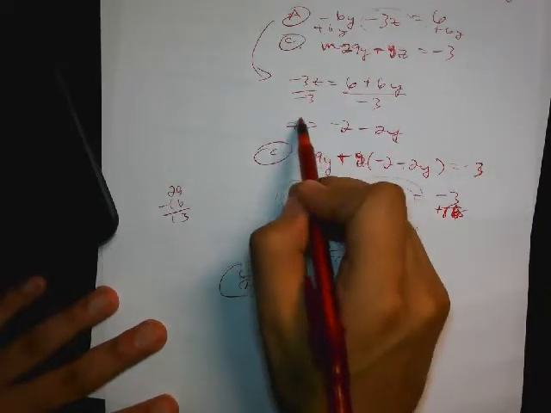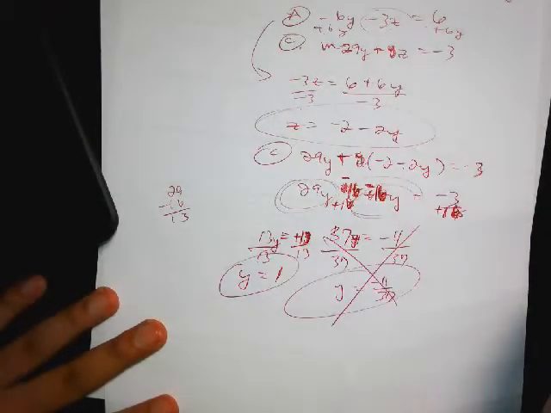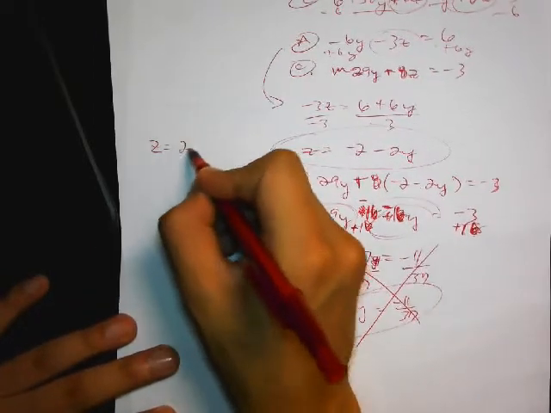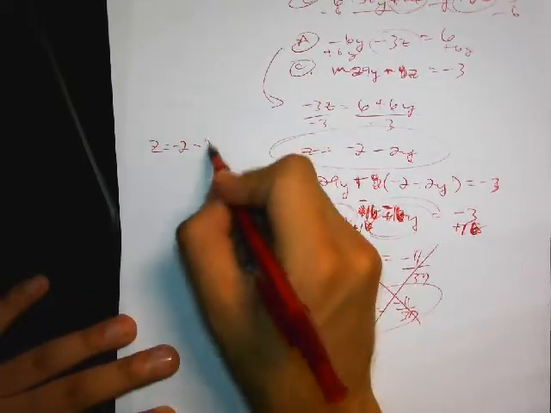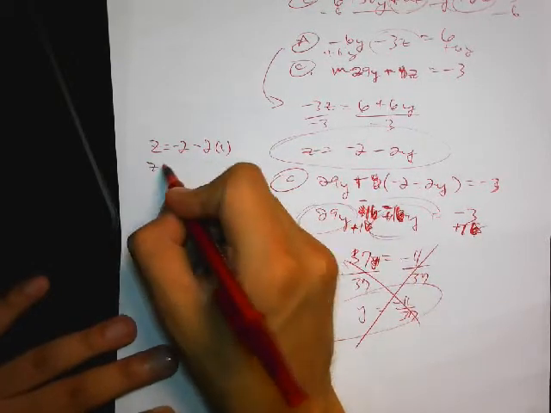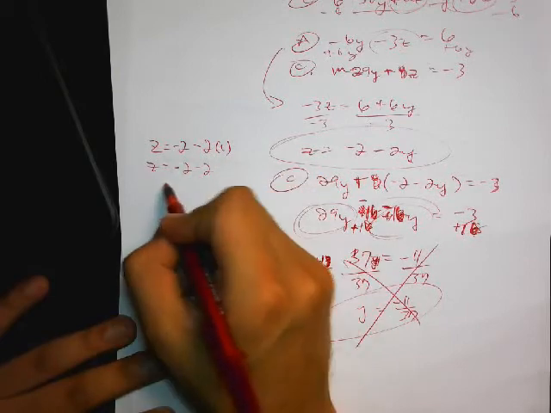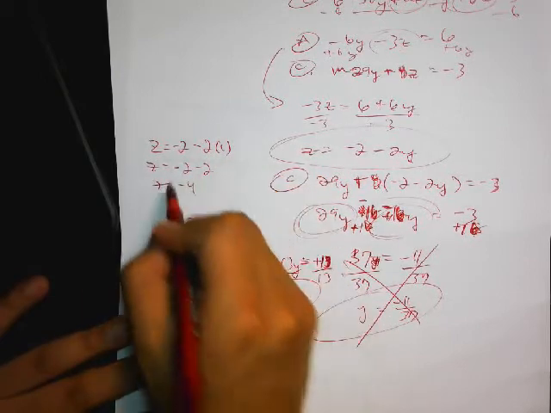Go ahead and substitute. I'm going to go ahead and substitute into this one right here to get my z, so that's z is equal to negative 2 minus 2 times 1. And that's z is equal to negative 2 minus 2. Z is equal to negative 4.